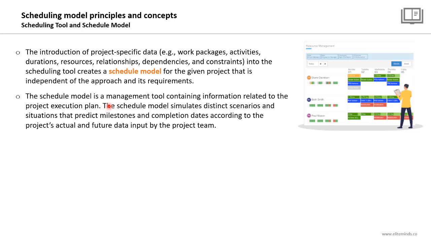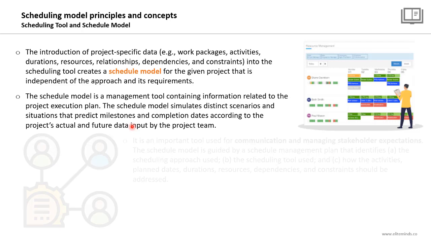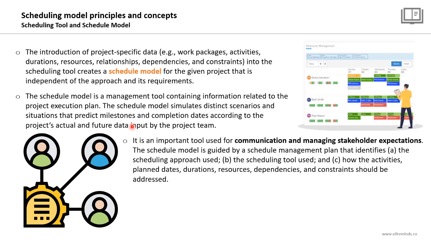The schedule model is a management tool containing information related to the project execution plan. The schedule model simulates distinct scenarios and situations that predict milestones and completion dates according to the project's actual and future data input by the project team. So having the schedule model is a critical management tool that contains information about all the project activities and the whole execution plan of the project. It's an important tool that will be used for communication and managing stakeholders' expectations.